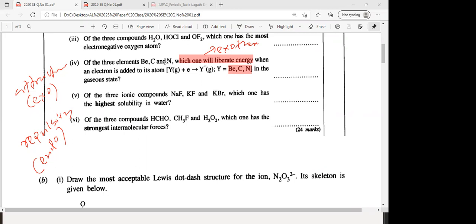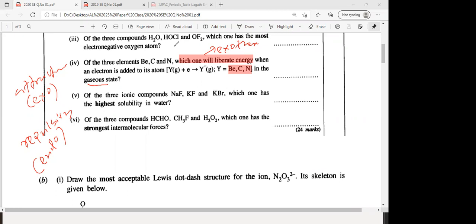Beryllium, carbon, nitrogen in the gaseous state. Some of you gave carbon.